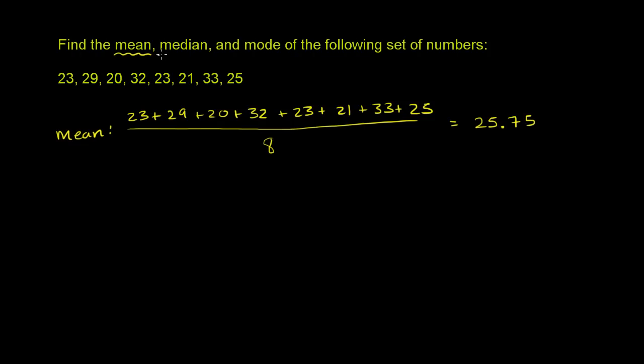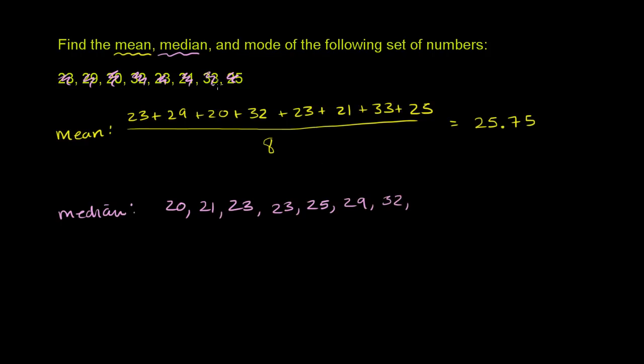Another way is with the median, and this is to pick out the middle number. To figure out the median, what we want to do is order these numbers from least to greatest. So it looks like the smallest number here is 20. Then the next one is 21. Then there's no 22 here. There are two 23s, a 23 and a 23. And no 24s, there's a 25. There's no 26, 27, 28, there is a 29, then you have your 32, and then you have your 33.